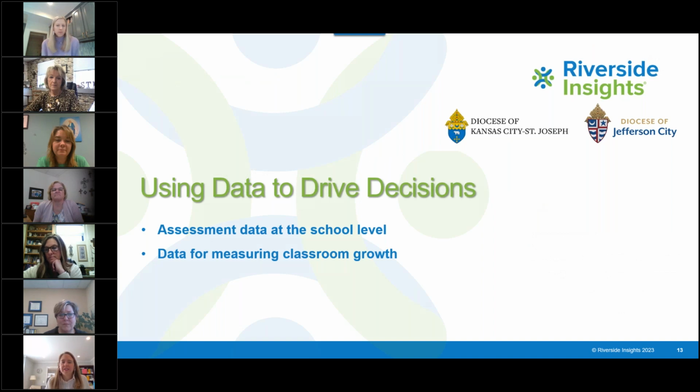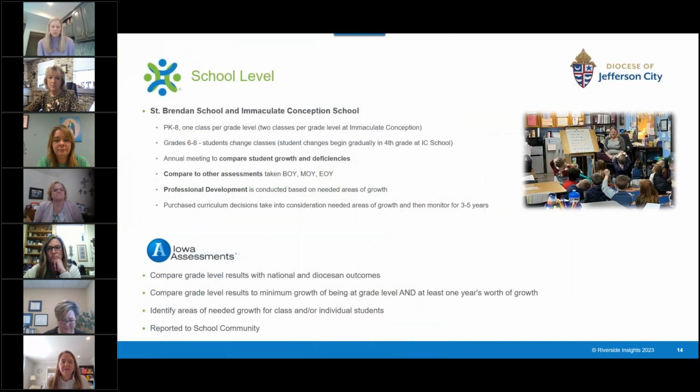So we want to look next at the school level and really look at measuring student performance, and specifically from the classroom as well. If you can share some insights as to some of those processes and what you do as well.